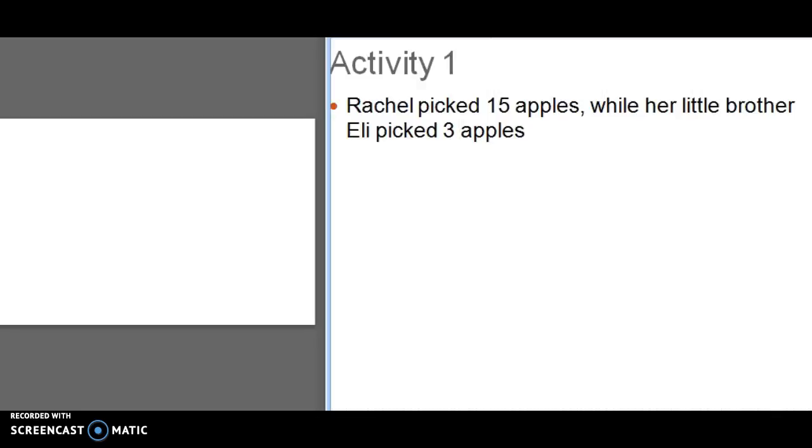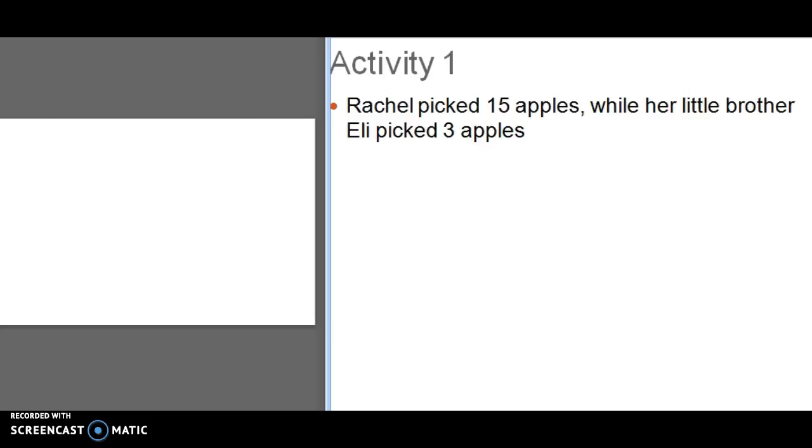So let's look at the story problem to help us understand what we are doing today. So this says, Rachel picked 15 apples while her little brother Eli picked 3 apples. So I want you to look at the story problem and see what are the two things that we are comparing. We are comparing how much Rachel picked and how much Eli picked. So in order to put this as a comparison, we need to be looking at what do we need to multiply to get these together.